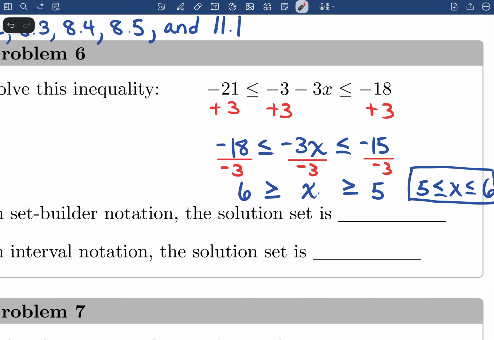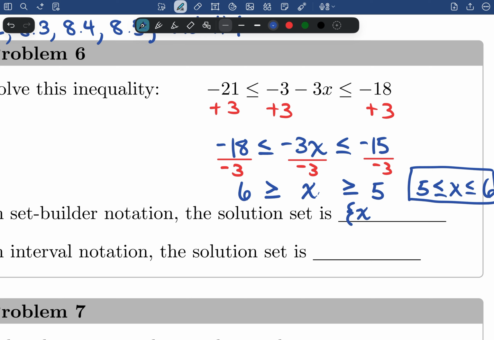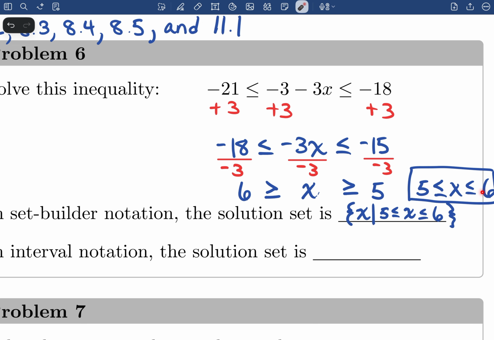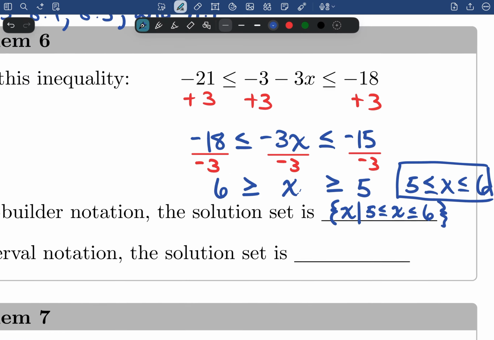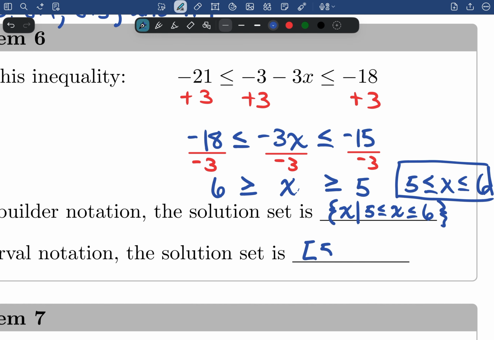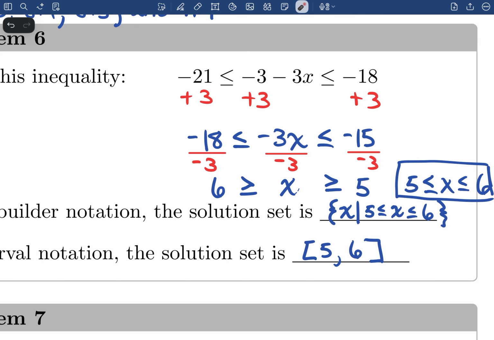Okay, so the set builder notation is written as a curly bracket with x such that 5 is less than or equal to x, which is less than or equal to 6, and then I close the set. All right, so my inequality notation is always a part of my set builder notation, right? The inequality that I found the answer for, that's in my set builder notation. And then in interval notation, the solution set begins at 5 and it ends at 6. And I put brackets around both because I had less than or equal to symbols.